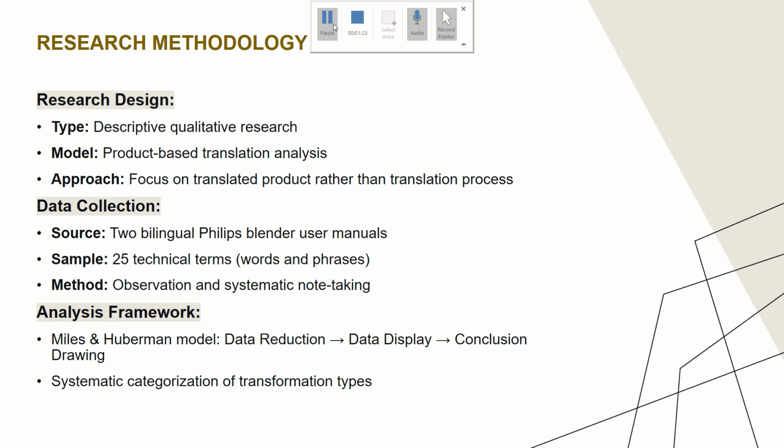Data was collected from 2 bilingual Philips Blender user manuals with a sample of 25 technical terms, both single words and phrases. The method was observation and systematic note-taking. For analysis, we used the Miles and Huberman framework, which involves 3 stages: data reduction, data display, and conclusion drawing. So this helped us systematically categorize the types of transformations.